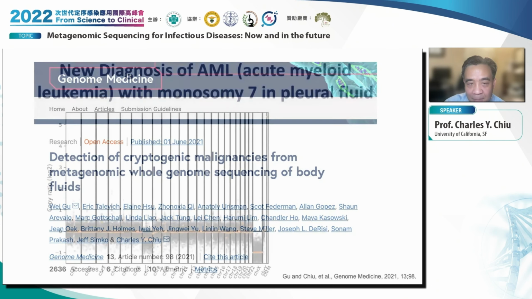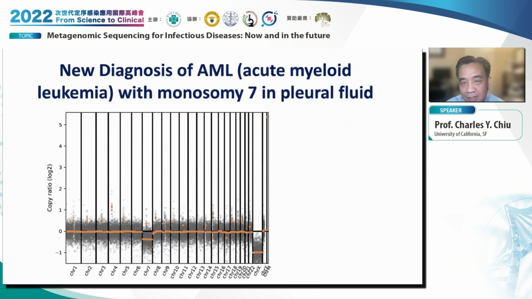And indeed, we were able to show that she did have acute myeloid leukemia, and this was confirmed both by a biopsy as well as cytology, and she had monosomy 7 in the pleural fluid. It was probably her underlying leukemia that had predisposed her to developing Haemophilus influenzae sepsis and pneumonia.